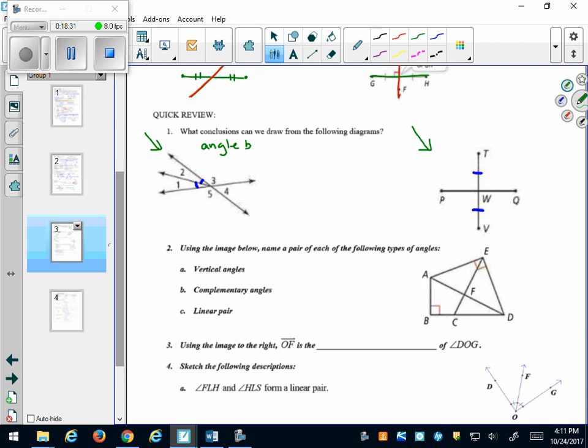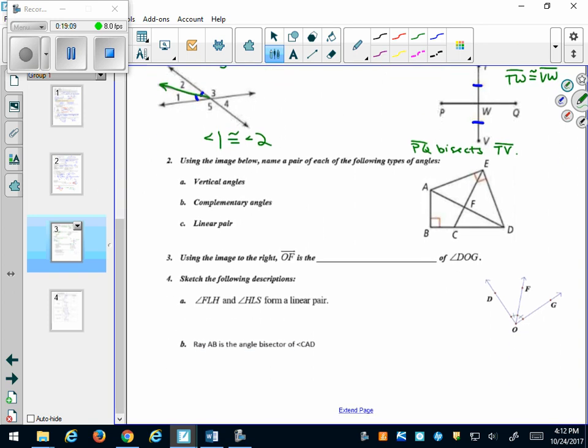So what conclusions can we make? Well, we can conclude that angle 1 is congruent to angle 2 in that diagram. And so this ray is an angle bisector. Over here, we can conclude that TW is congruent to VW. You might also say that PQ bisects TV. That's another way of saying it.